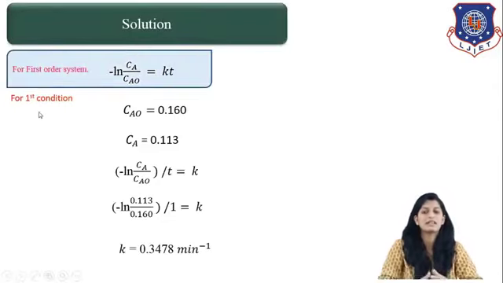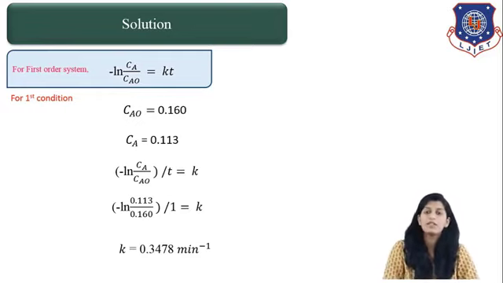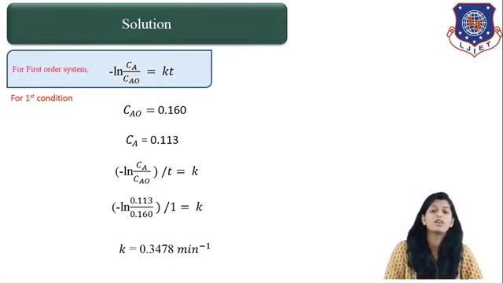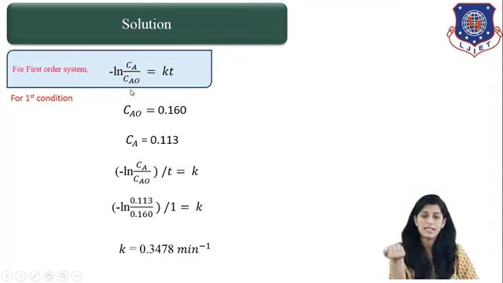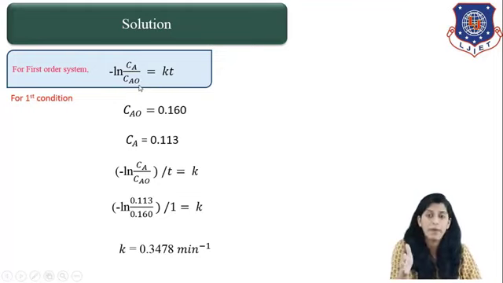In the analytical method, we know that for the given first order system, the final relationship between concentration and rate constant can be expressed as minus ln Ca by Ca0 equals Kt. This derivation we have already done in a previous session, so if you do not remember, please go back and check the derivation. Here Ca is our concentration with respect to time and Ca0 is the initial concentration. K we need to determine and t has been provided to us.